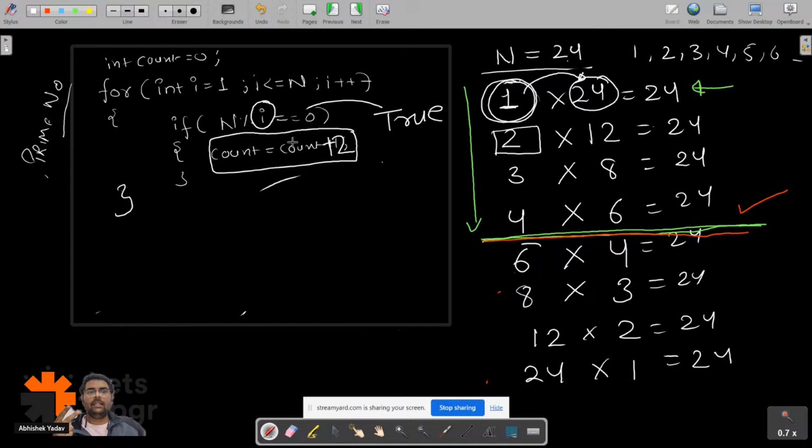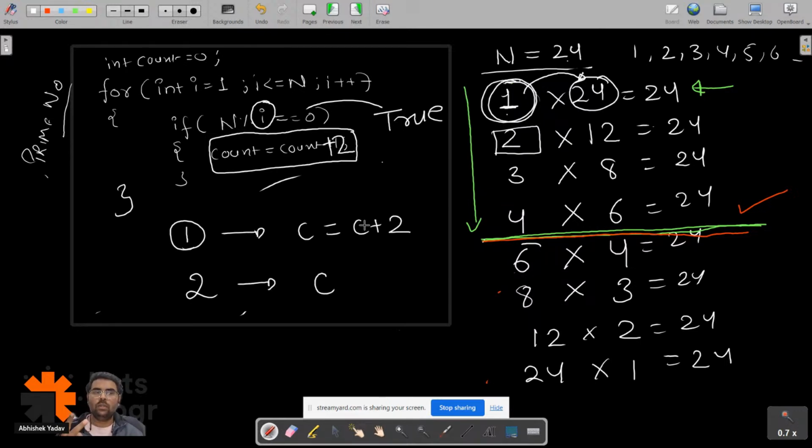So what I'm saying here is that n modulo i is equal to 0. That means 1 is a factor. At this time, I'm increasing the value of count by 2. Why? Because if 1 is a factor, then I know that 24 is also a factor. If 2 is a factor, then again I have to increase the value of count by 2. So here the value of count will be what? 4. 2 plus 2 is 4, right? Why? Because if 2 is a factor, then 12 is also a factor. So at this moment, I am getting 2 factors.